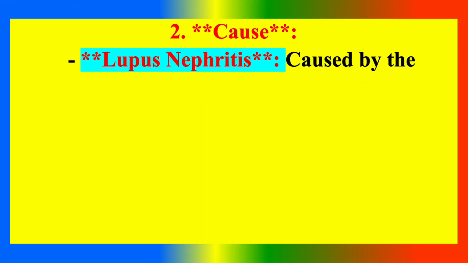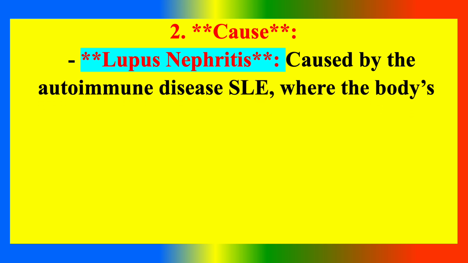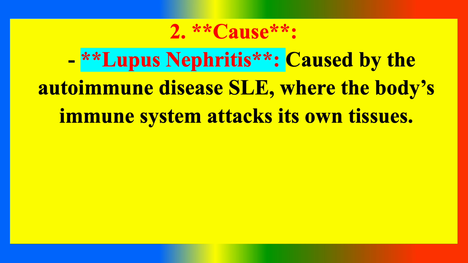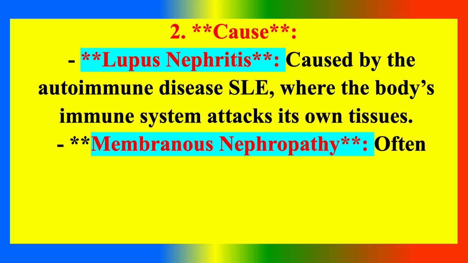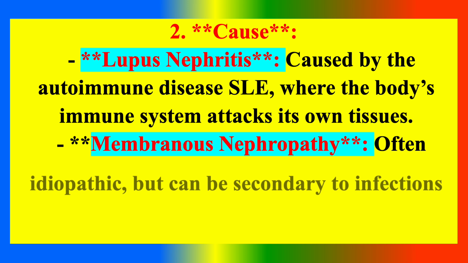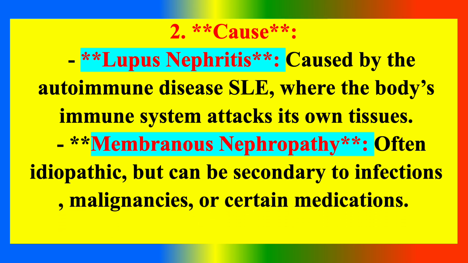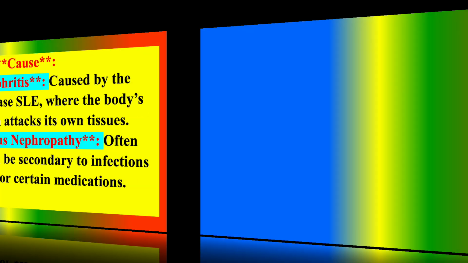Two, causes. Lupus nephritis is caused by the autoimmune disease SLE, where the body's immune system attacks its own tissues. Membranous nephropathy is often idiopathic but can be secondary to infections, malignancies, or certain medications.